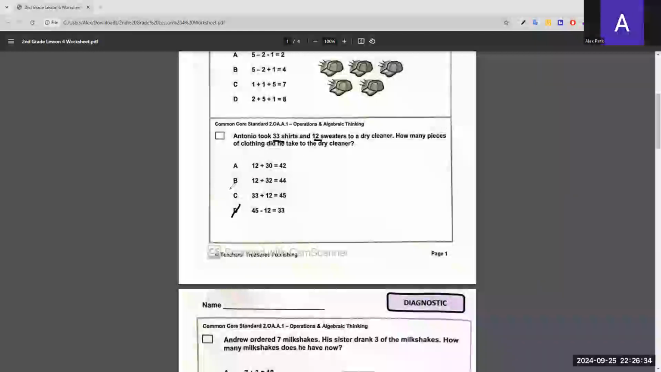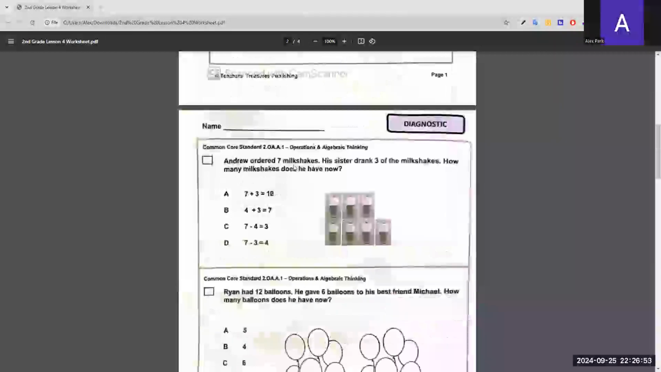So that makes it easy for us because since those are the only 2 numbers that we know for sure, we can cross off A because we never got the information of 30. And we can cross off B because we never got the information of 32. So number 3 is C. Number 4, Andrew ordered 7 milkshakes. His sister drank 3 of them. How many milkshakes does he have now?